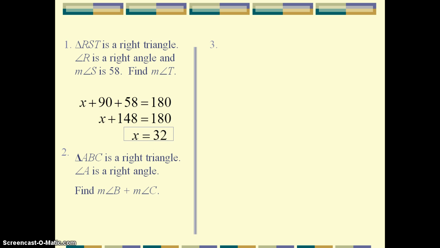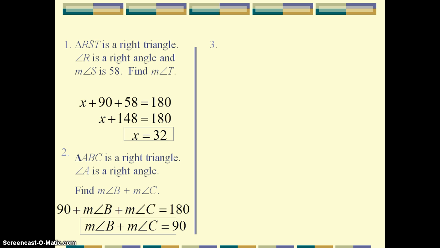The next one, triangle ABC is a right triangle, angle A is a right angle. Again, if you wish, you can draw a picture to make this easier to visualize. This time we're just trying to find the measure of angle B plus the measure of angle C. So we set up an equation, angle A is 90, plus the measure of angle B plus the measure of angle C is 180. We subtract 90 from both sides to get the measure of angle B plus the measure of angle C is equal to 90.